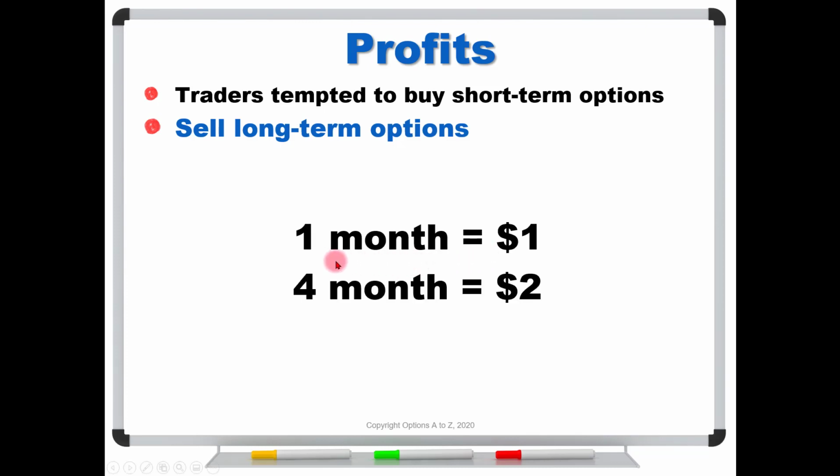So go back to our prices here. If the 1-month option is trading for $1, and the 4-month option is trading for $2, if you sell the 4-month option, let's say for a covered call, yes, you'll collect $2.